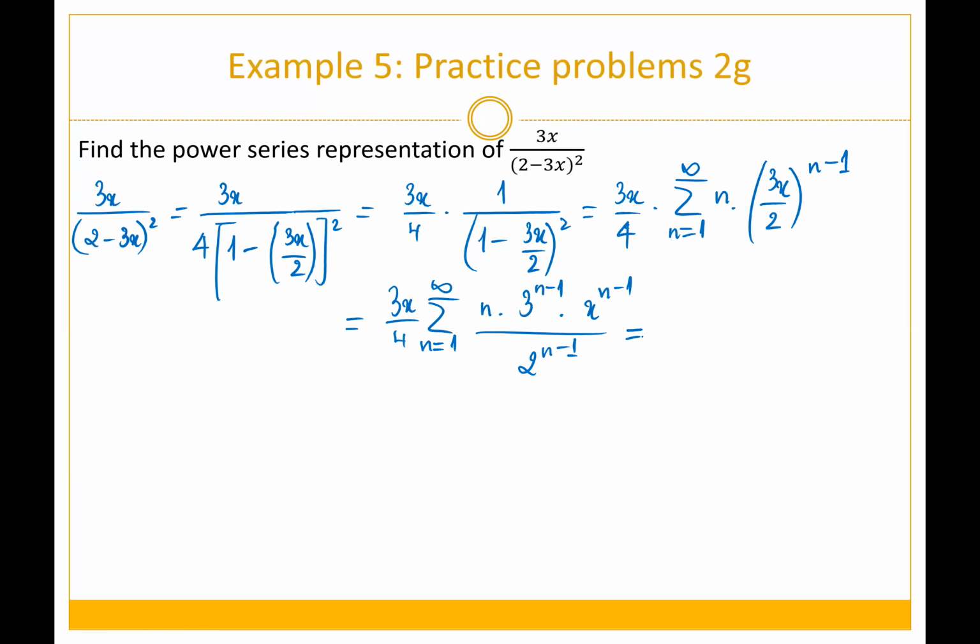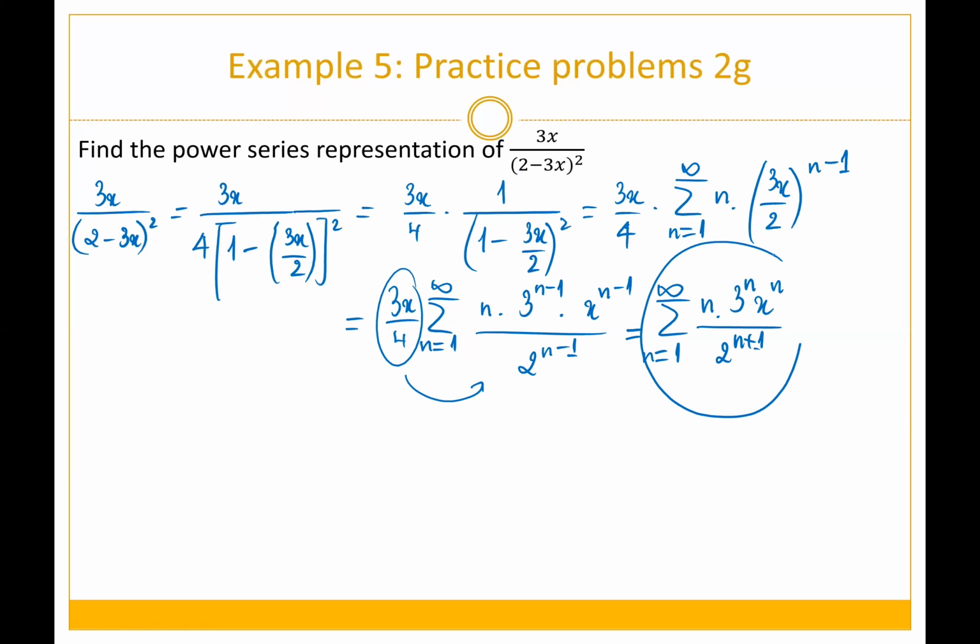Now, I'm just going to plug this thing into the inside. So it's a series starting from 1 to infinity of n times 3 to the n, x to the n, divided by 2 to the n plus 1. So this is my power series representation for the function. You can even go further by finding the radius of convergence.